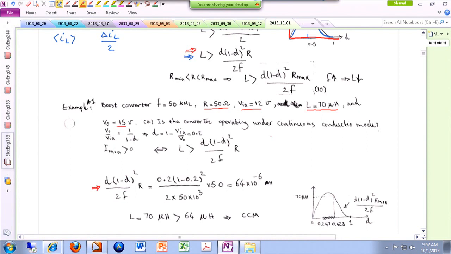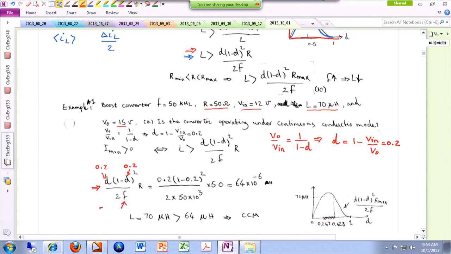Remember, Vout over Vin is 1 over (1 minus D). Therefore, if you want to calculate D, D would be 1 minus Vin over Vout. Vin is 12, Vout is 15, so that gives me 0.8. Then 1 minus 0.8 will give me 0.2. So the duty cycle is 20%. All right. So for this duty cycle, we place 0.2, the same value here.